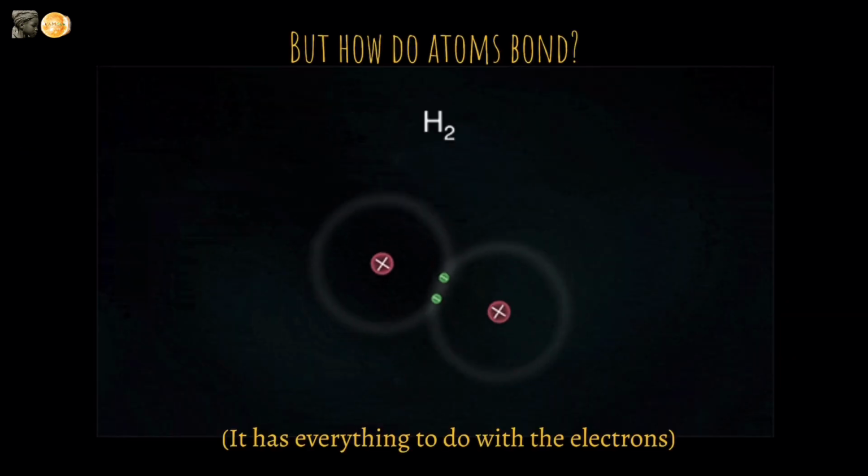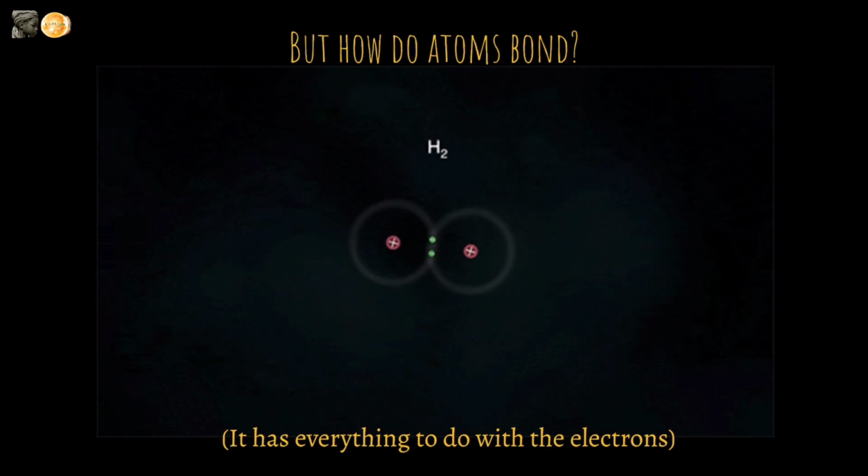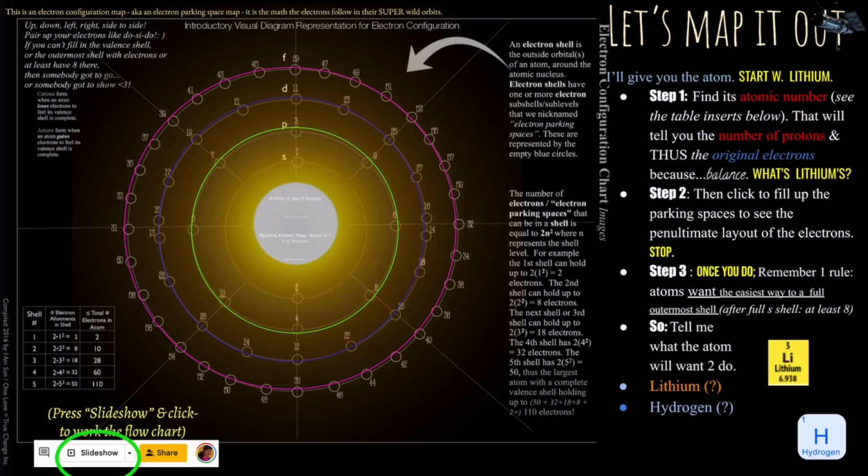But how do atoms bond? Well, it has everything to do with the electrons. So let's map it out. I'll give you the atom.